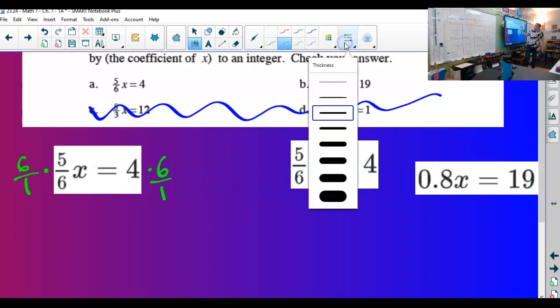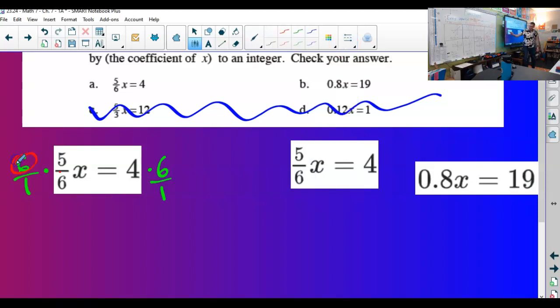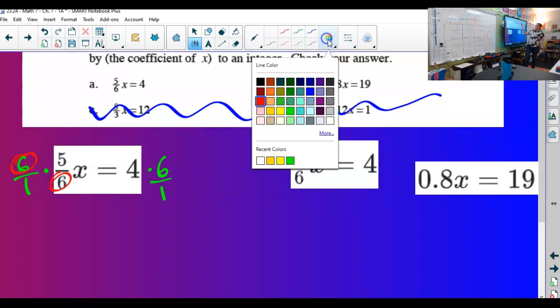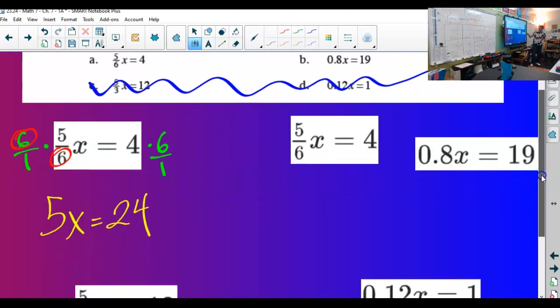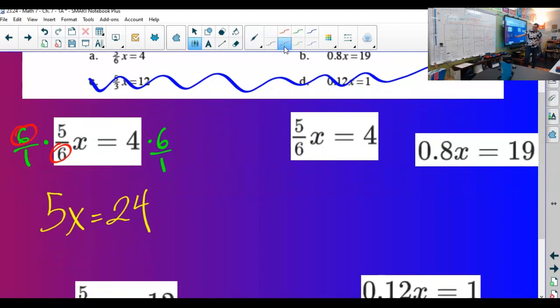6 on top and bottom do what? Cancel each other out. They cancel, so now what do we have? 5x equals, make sure you do this math, 24. Ashley, how can I undo that multiplication of 5? Divide by 5 where? On both sides.